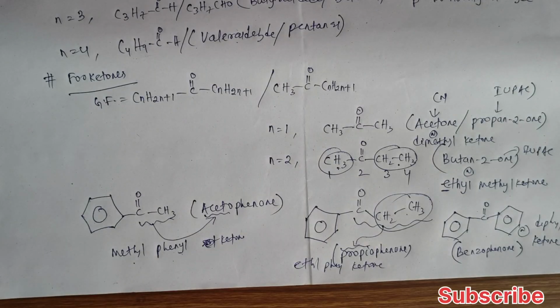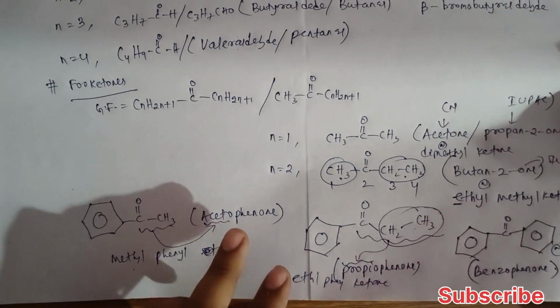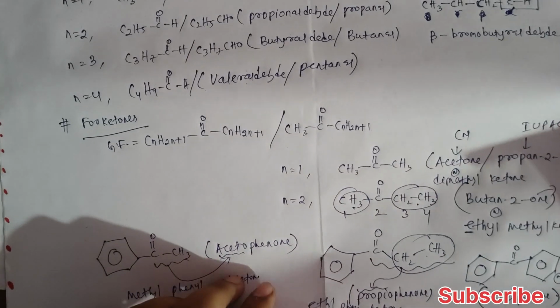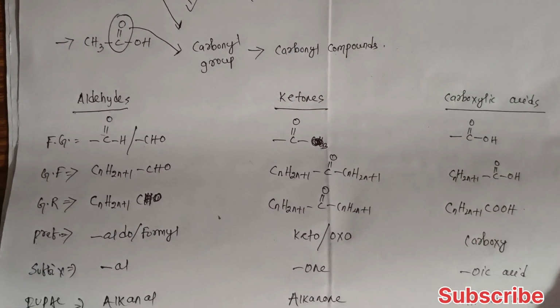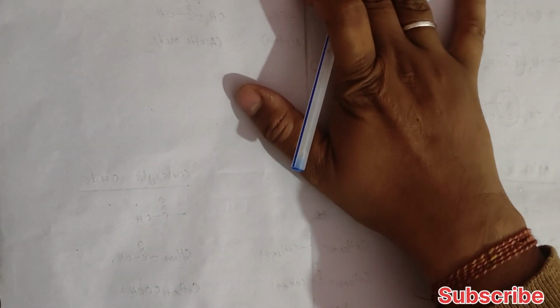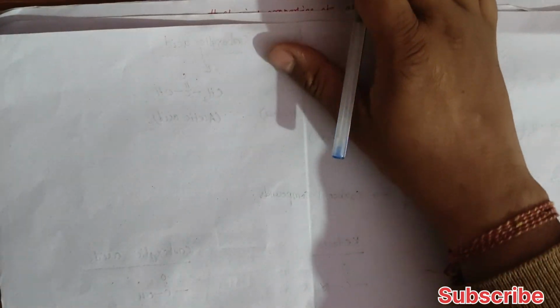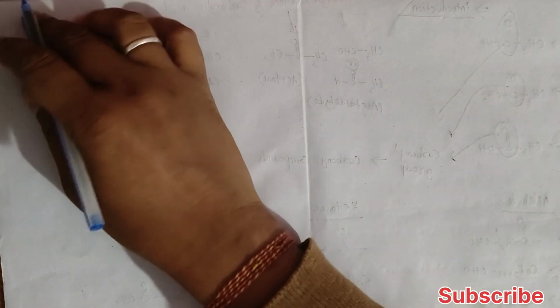So I hope it is clear to all of you. These are all the what? Common names. Now let me write some IUPAC names of ketones. Now we will take some different examples of IUPAC names, like this. So let me write some examples like ethanol.